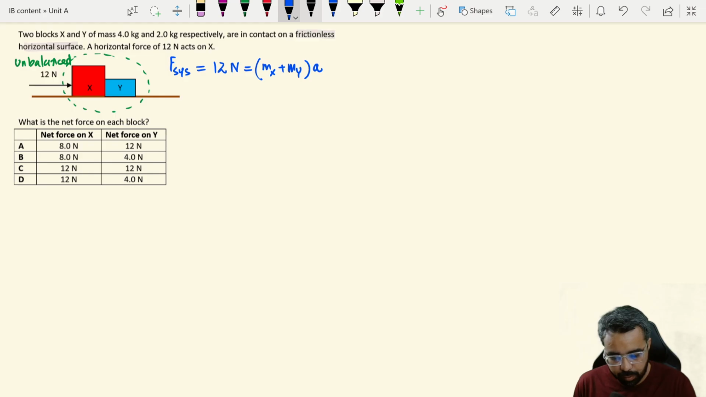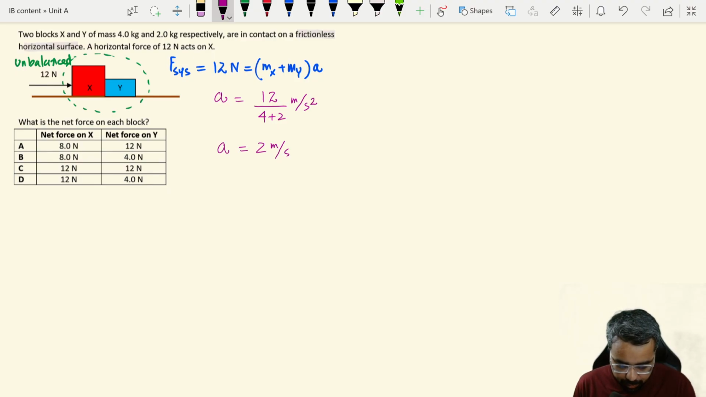So if you want to find the value of acceleration a, it must be equal to 12 Newton divided by the sum of their masses, so 4 plus 2, meter per second square. So the acceleration of the system is 2 meter per second square. Both blocks will move with this acceleration. In this question, you have to find the net force on the block X and the net force on the block Y. To find this, we must draw the free body diagram.